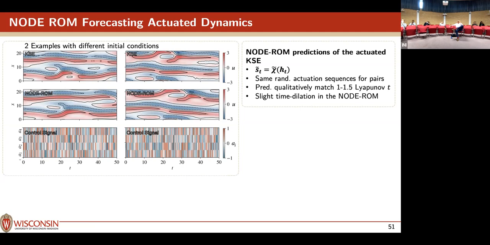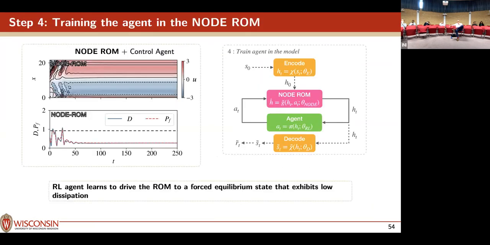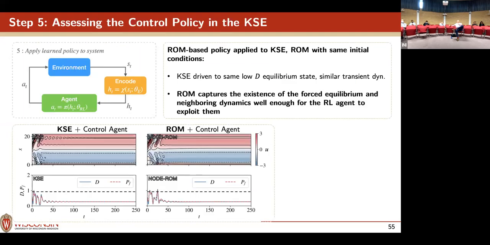All right. And this is just comparisons. This is true dynamics. NODE ROM is neural ODE reduced order model. And these are just the actuation sequence. Let me just get to the punchline. So here's what the reduced order model with the controller does. The controller turns on at t equals zero. You see some of the natural dynamics continuing for some time, but then the system settles down to a steady state. And here, this is the dissipation and the production. So they're settling down to much lower values than they would be in the natural system. So we're reducing the energy consumption.